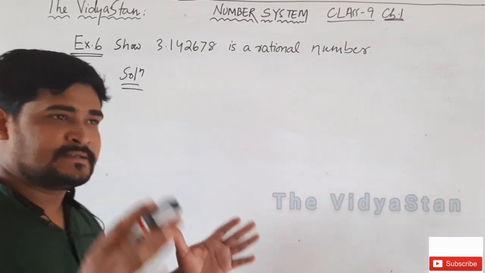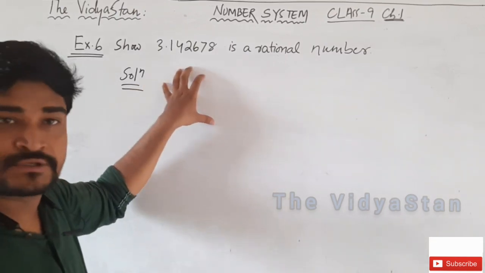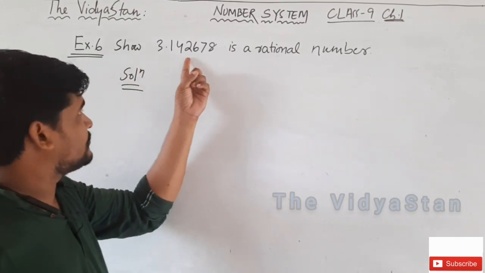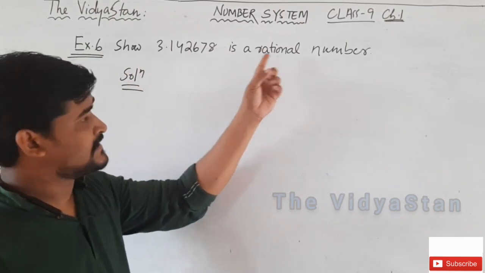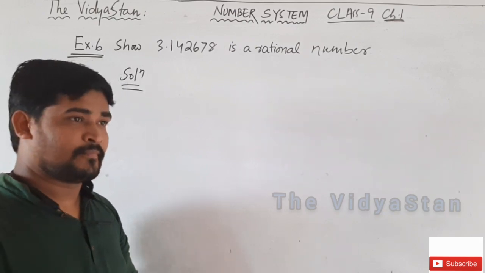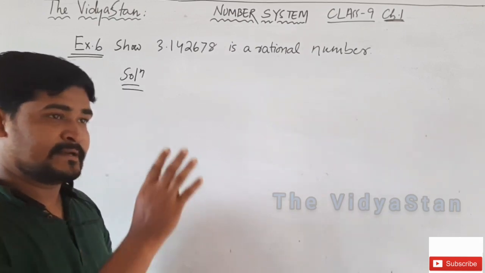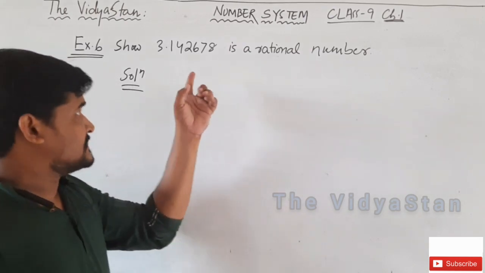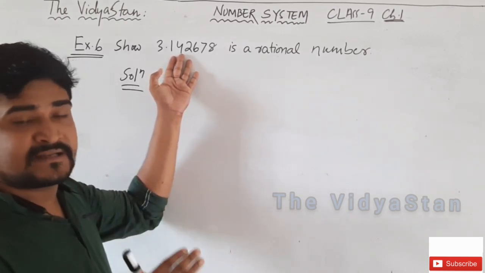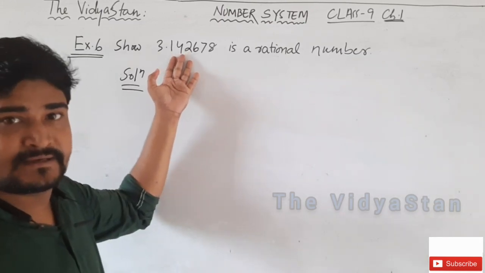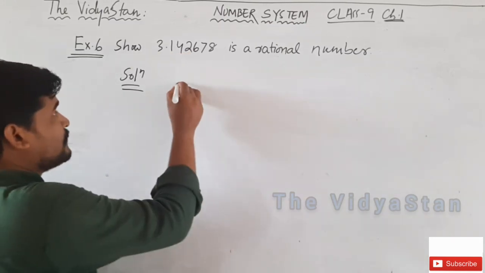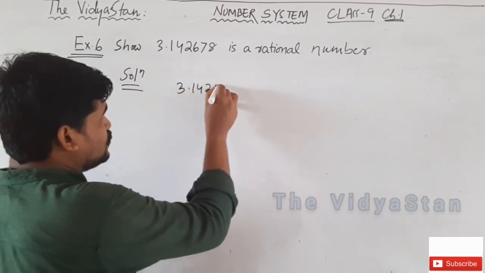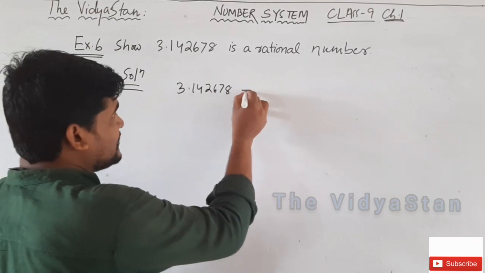Now students, this is a question of your NCERT books, example number 6. The question is that show 3.142678 is a rational number. So before going to get its solution, we have to know first that this is decimal expansion of terminating decimal expansion. So we can easily convert it into P by Q form.